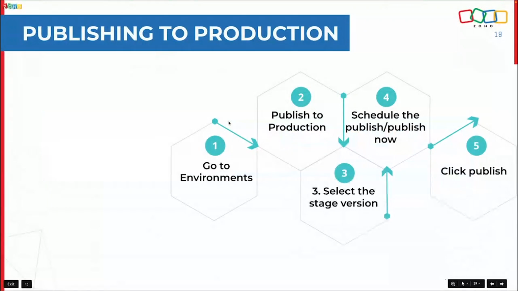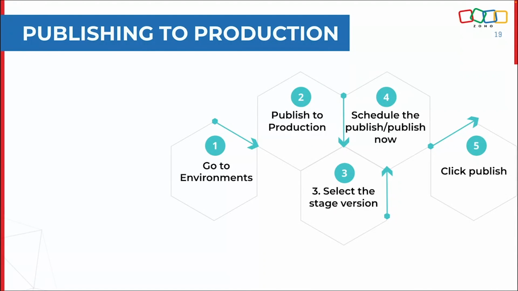So let's now talk about how we can publish an app from the stage version to the production version. The steps involved are, we will go to the environments, select the publish and publish to production. From that, we can select the version of stage mode which we want to make live for the end users. So we can have different versions, like multiple versions.